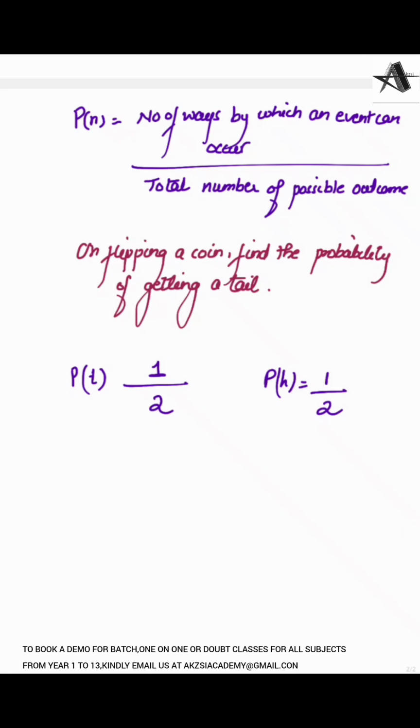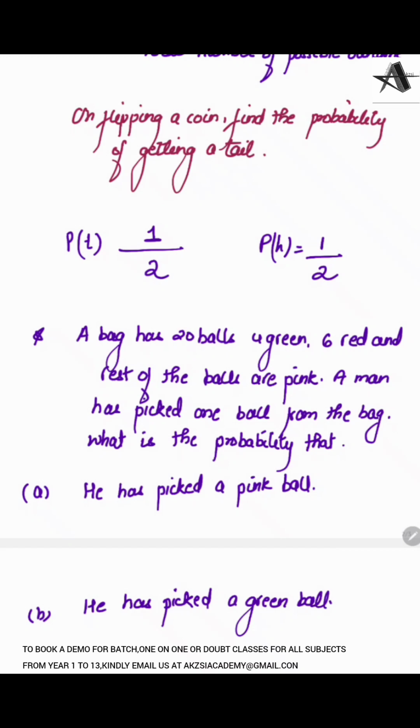This is the way by which you can calculate the probability. Let's take one question. This question says a bag has 20 balls, 4 green, 6 red, and the rest of the balls are pink. A man has picked one ball from the bag. What is the probability that he has picked a pink ball? Because our event now is picking the pink ball, we only need to focus on how many ways I can get pink. So how many pink balls are there? Total there are 20. 4 are green, 6 are red, and the remaining are pink. That means 10 are pink.